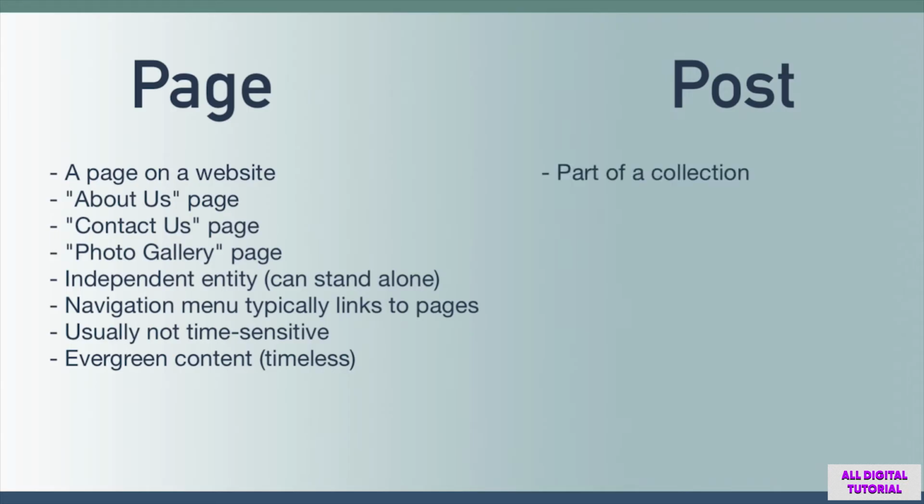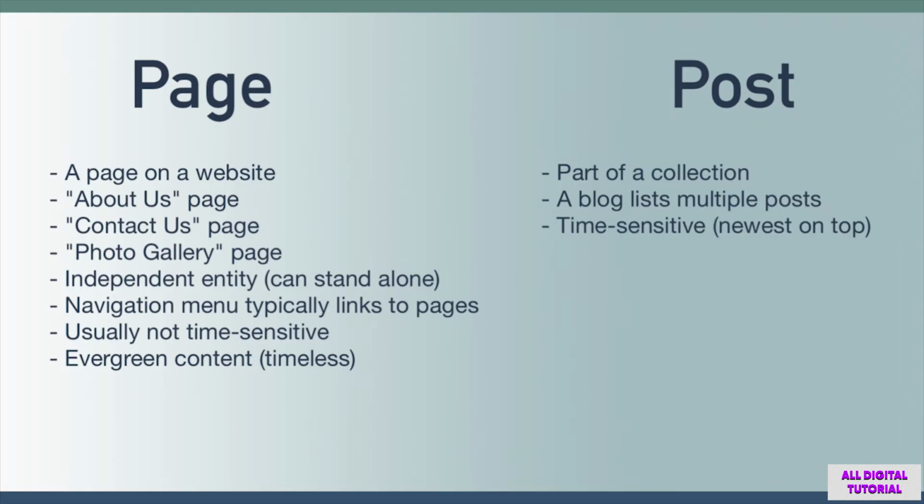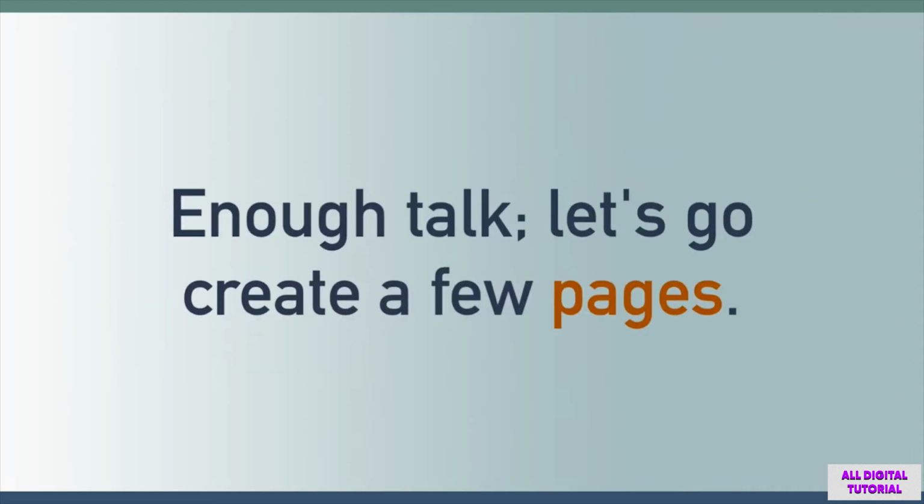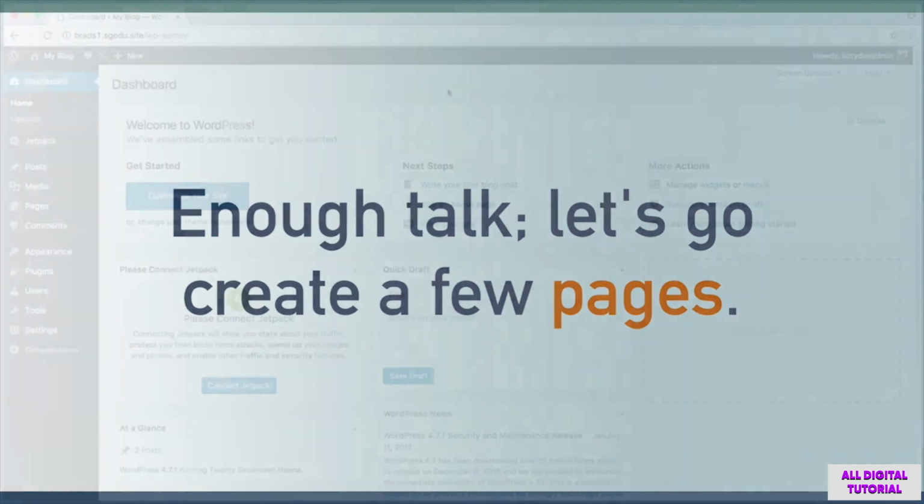Because we know that a post is a part of a collection. A blog page shows multiple posts at once. And a post is time sensitive in that a blog page will be sorted with the newest posts on top. Now, if everything I just said didn't make any sense, that's okay. Because the best way to learn about pages versus posts is not to listen to an explanation, but to simply go and create a few pages in WordPress. So let's do that right now.